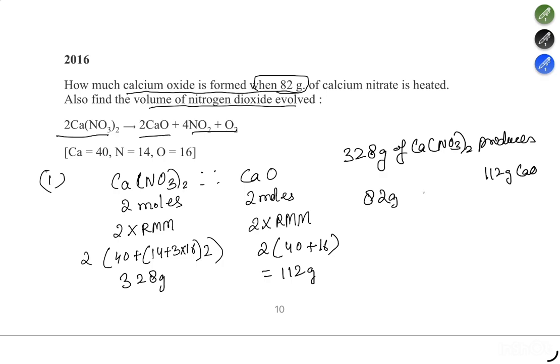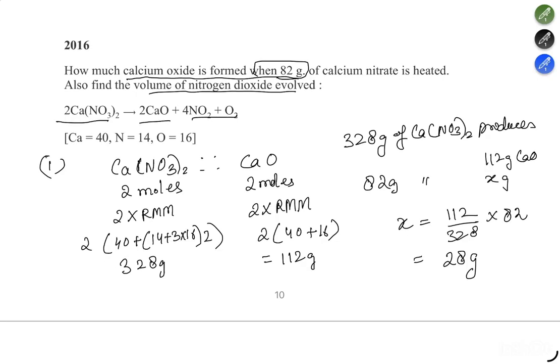So 82 gram of calcium nitrate will produce x gram. So you can find it out. x will be equal to 112 upon 328 multiplied by 82. You solve it, you will get the answer 28 grams. If your answer is 27.9 grams, you can write it as the whole number 28 gram, or you can leave it as 27.9 grams. Both answers are accepted. So I hope it's clear to you. This is the first part.